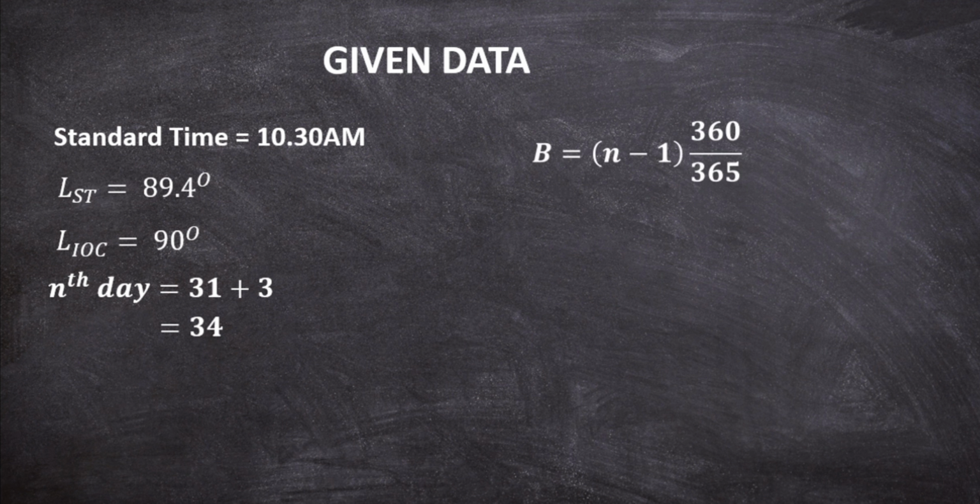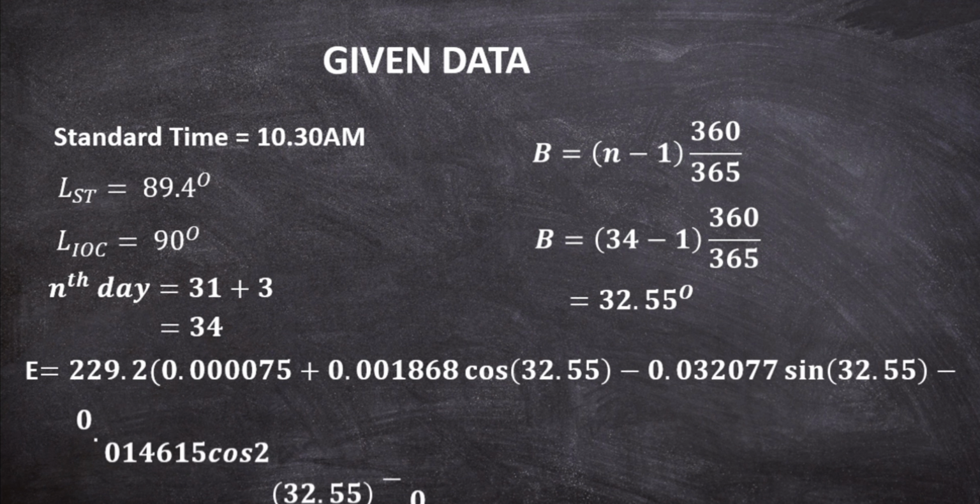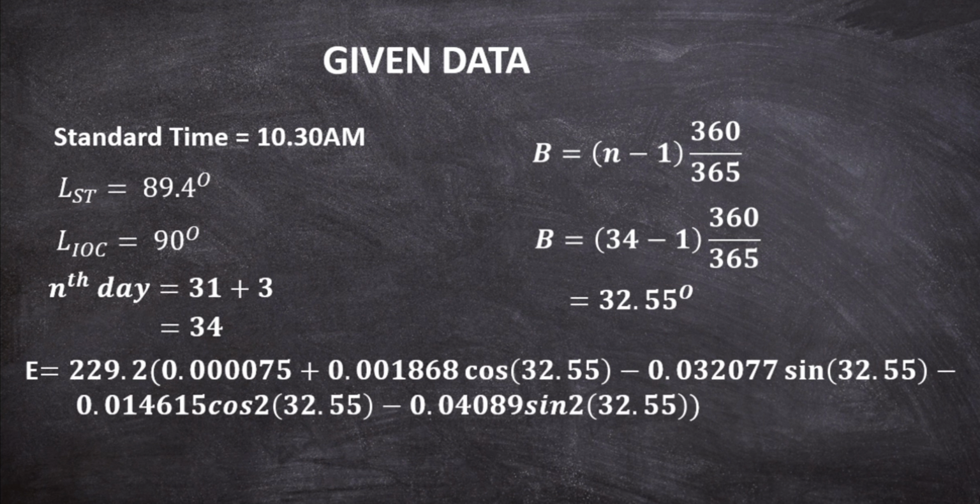After that, we have to calculate B. B is (n minus 1) multiplied by 360 over 365. Plugging in the numbers, (34 minus 1) multiplied by 360 over 365, we get 32.55. Then we also calculate E, the equation of time, which is in minutes. As we said earlier, 229.2 multiplied by everything inside the brackets gives minus 13.49. These are minutes, and the negative sign represents that the time is before noon.